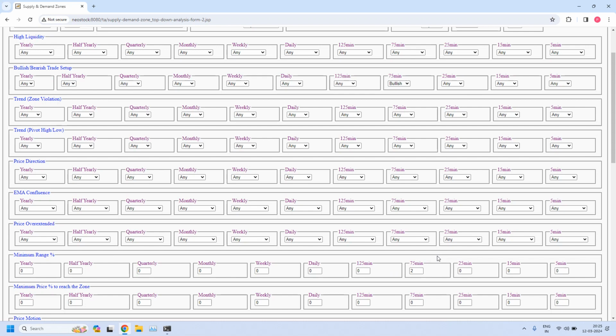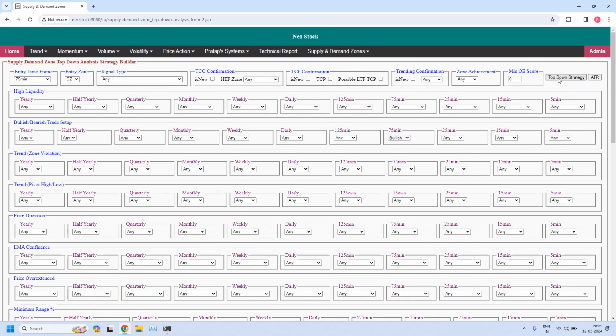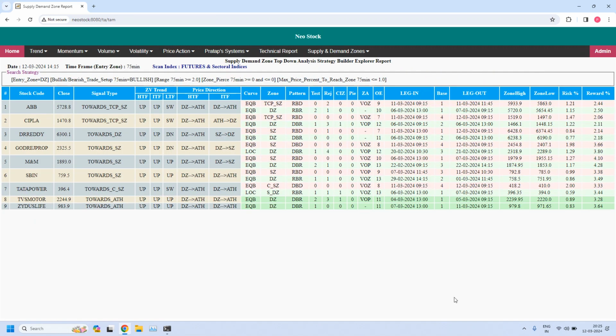Now we will generate two reports. The first report is near, 1% close to the 75 minutes demand zone. The second report is 2% close to the 75 minutes demand zone. So for that we are using the parameter maximum price percent to reach the zone. Here at 75 minutes I am setting the value 1. That means within 1% near to the demand zone the stocks will be listed, having 2% reward minimum. See, all these demand zones are having a minimum 2% reward, maximum can be anything. So total 9 stocks are filtered. All these 9 stocks are within 1% close to the demand zone.